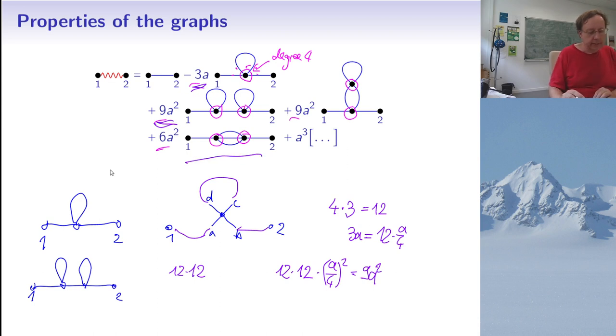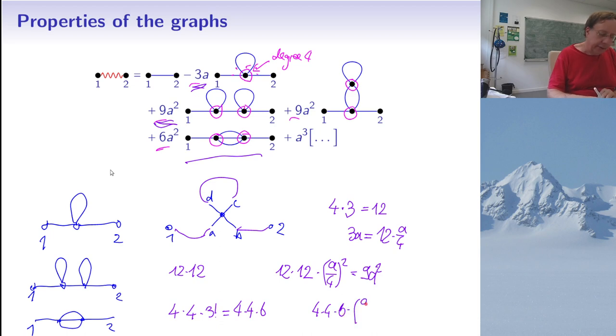And how about this diagram here? So for this diagram here, for each of these two vertices with four legs, what I have is four choices for which leg I connect to 1, four choices for which leg I connect to 2, and then the three remaining legs have to be paired as well. And here the number of choices is actually 3 factorial, which is 6. So I get 4 times 4 times 6 choices. And then if I compute 4 times 4 times 6 times a over 4 squared, that gives me 6a squared, which is what I have here.